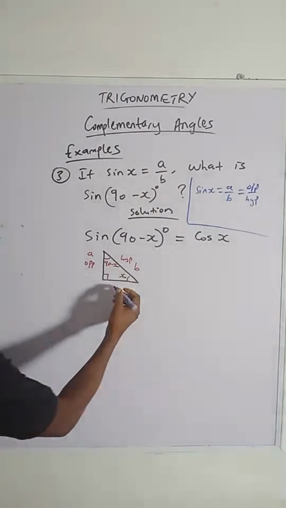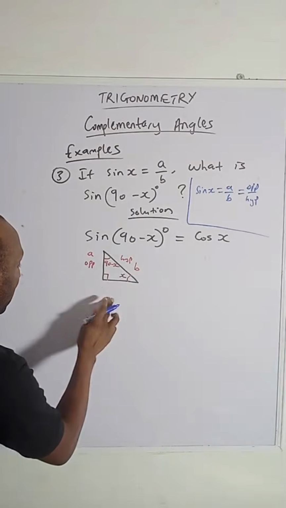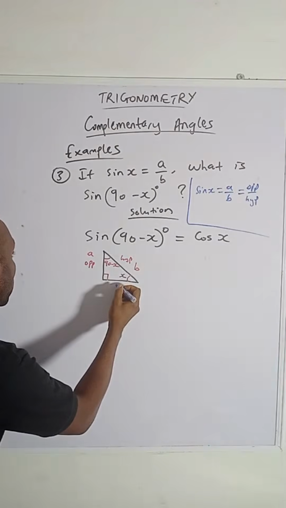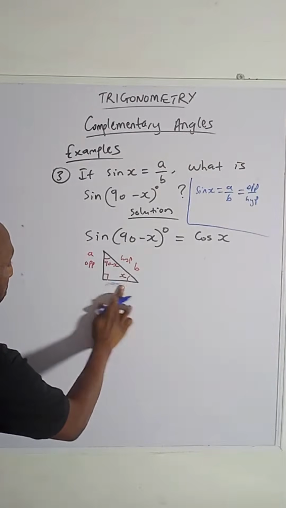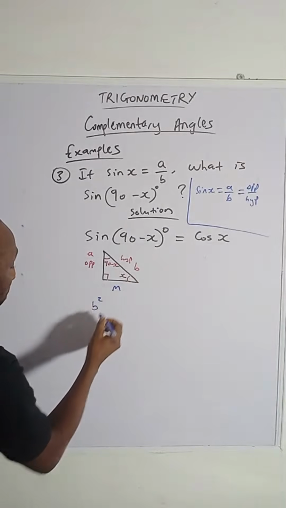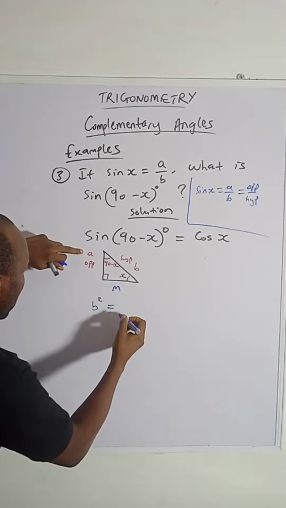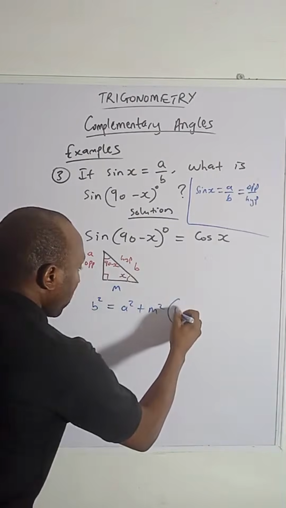Very good. So to get this third side, let's say this is m, for instance. B squared, from Pythagoras theorem, is equal to what? A squared plus m squared. Pythagoras theorem.